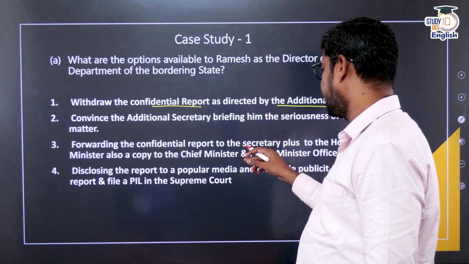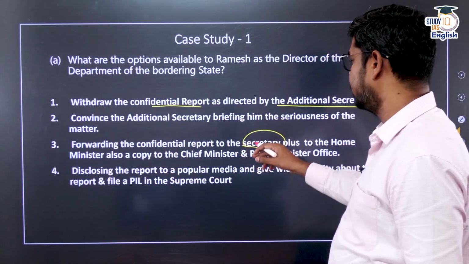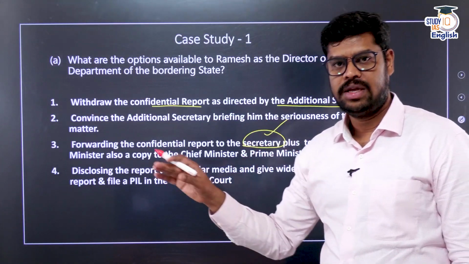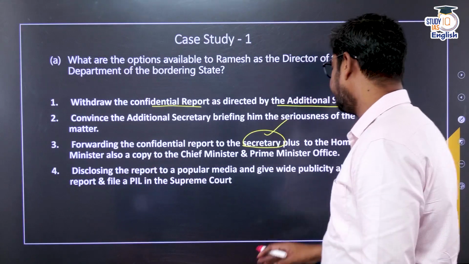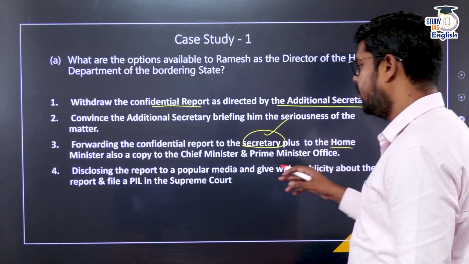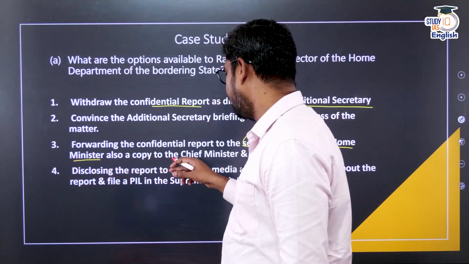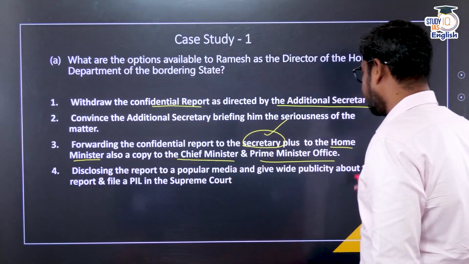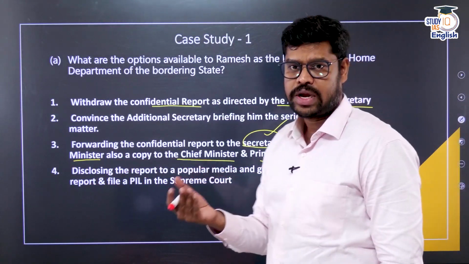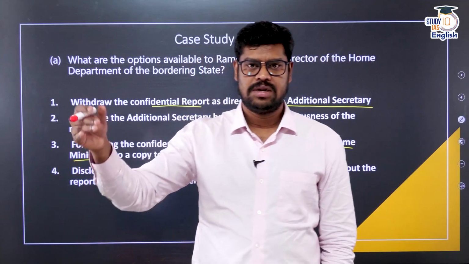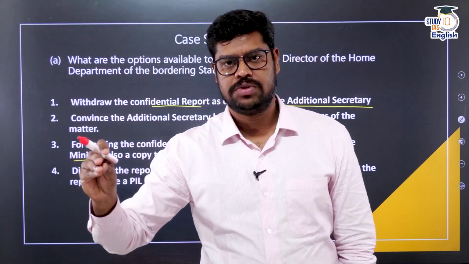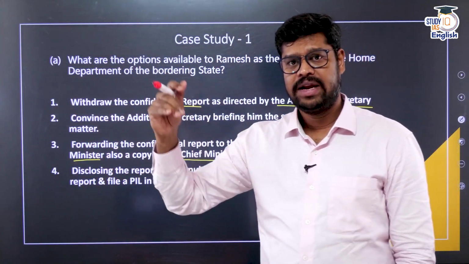So that means he is bypassing the additional secretary and directly sending it to the secretary in the concerned state, the home secretary of the state, plus the home minister, and also a copy to the chief minister and the prime minister's office. So this can also be done by Ramesh. Ramesh feels that there is no use of talking to the home secretary, and he directly forwards the report.